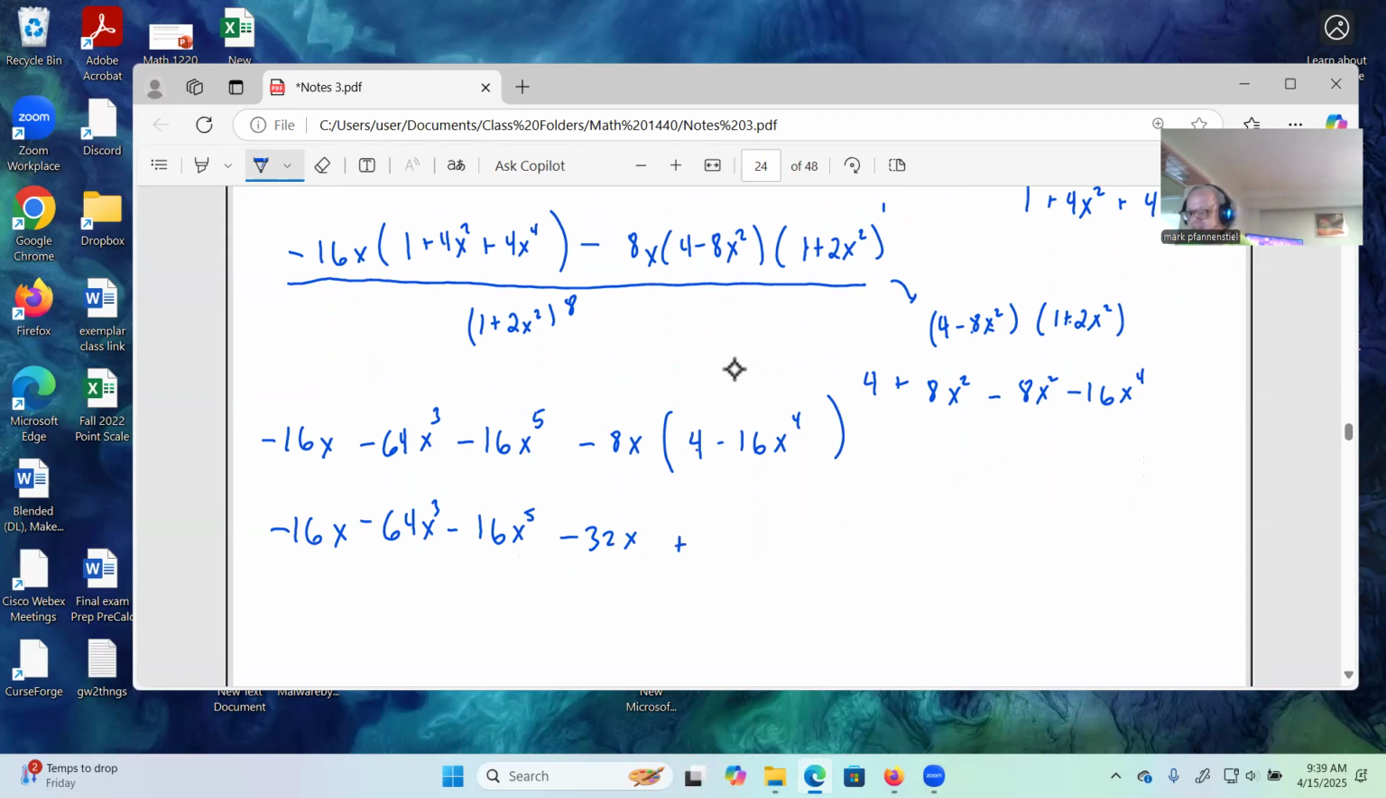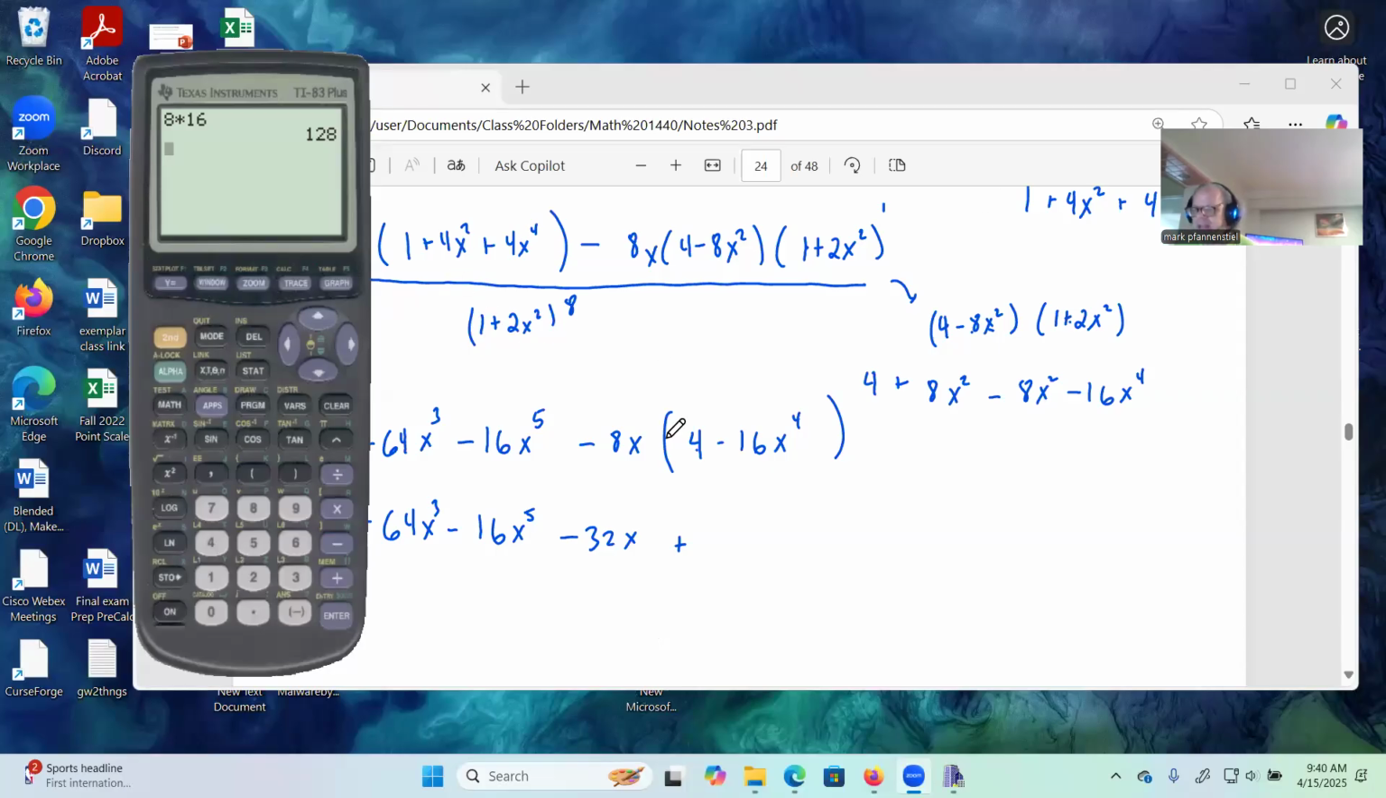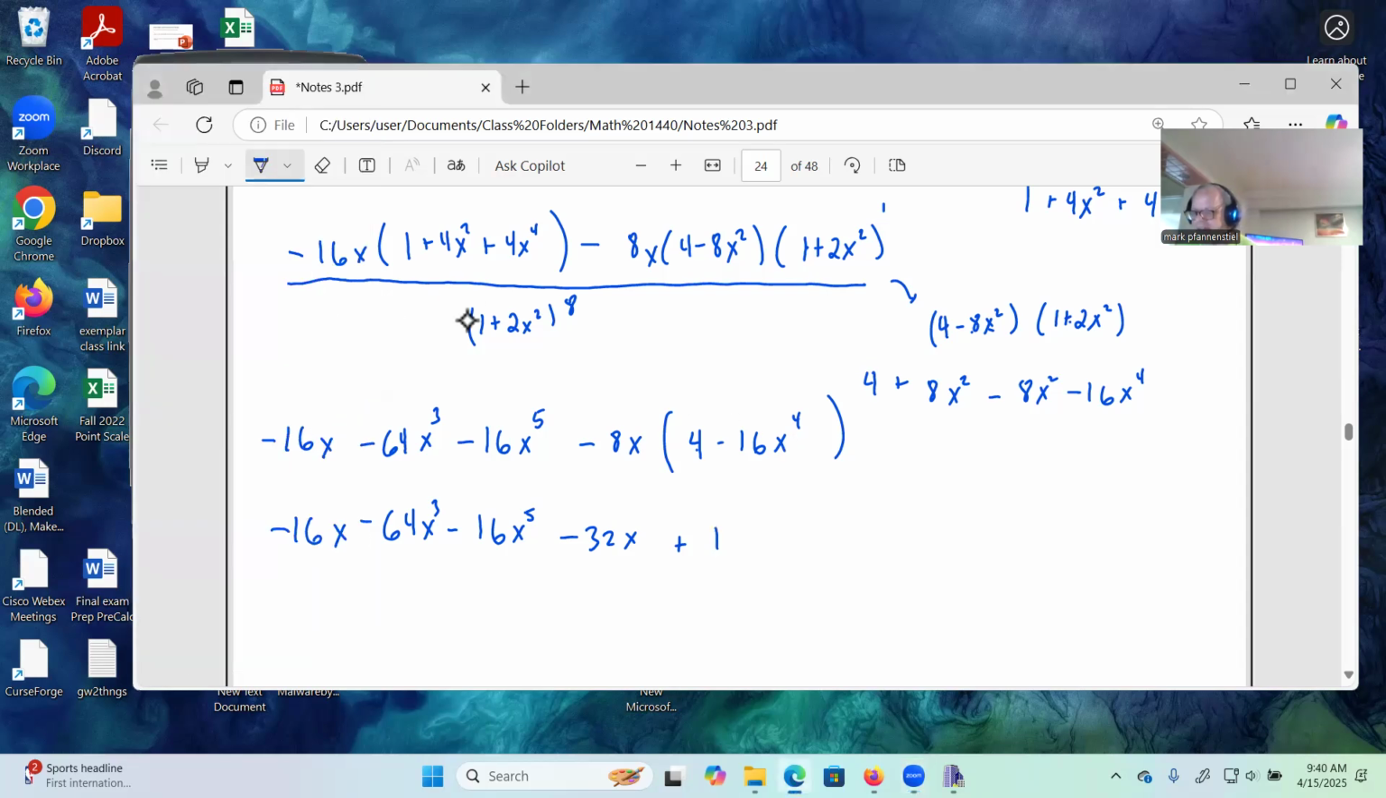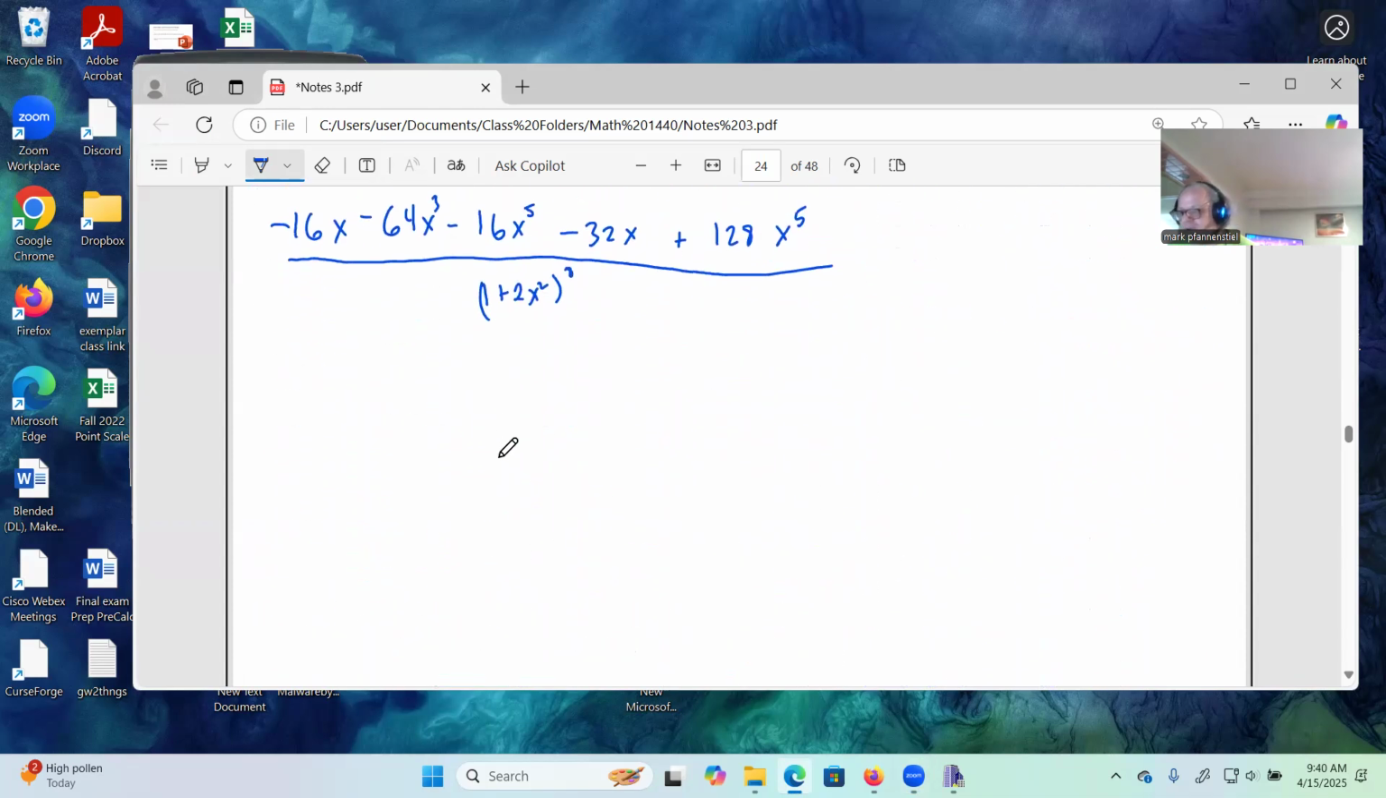And then 8 times 16, give me just a moment, and we'll go ahead and pause this for a second. All right, there we are. Got a calculator. 8 times 16, we got negative times negative, so it's going to be a positive. So we end up with 128x to the 1 plus 4, x to the fifth. All right, now let's see if we can't clean up what's going on here. Oh, by the way, this is all over 1 plus 2x squared raised to the eighth power. All right, and this is our third derivative, I believe. Yes, one more to go after this.